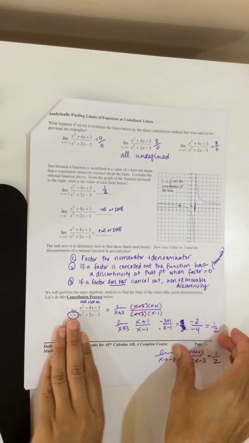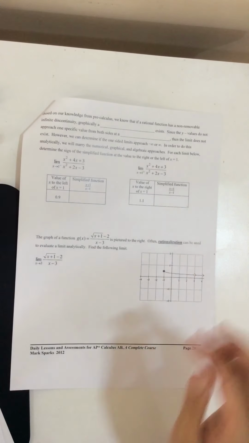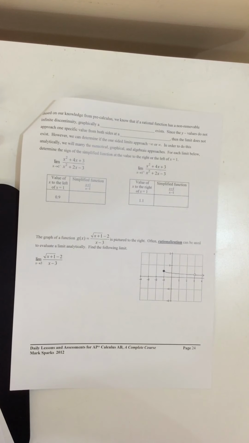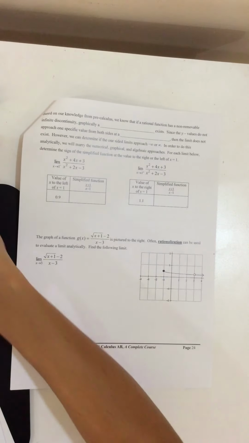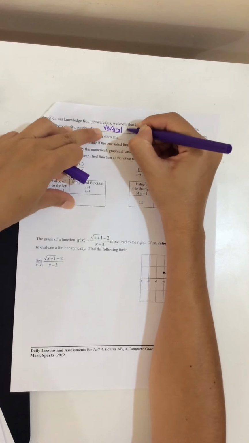All right, one more set of notes, or page of notes. See if you can see that in there. Okay, so based on our knowledge from pre-calc, we know that if a rational function has a non-removable infinite discontinuity, that basically means there's a vertical asymptote there. So that's a vertical asymptote, right?